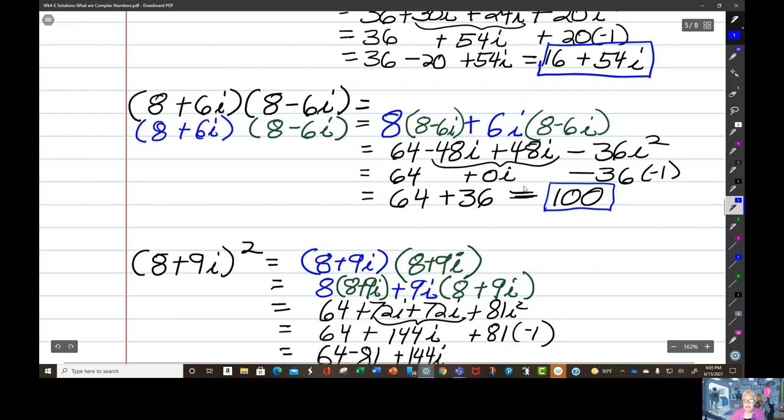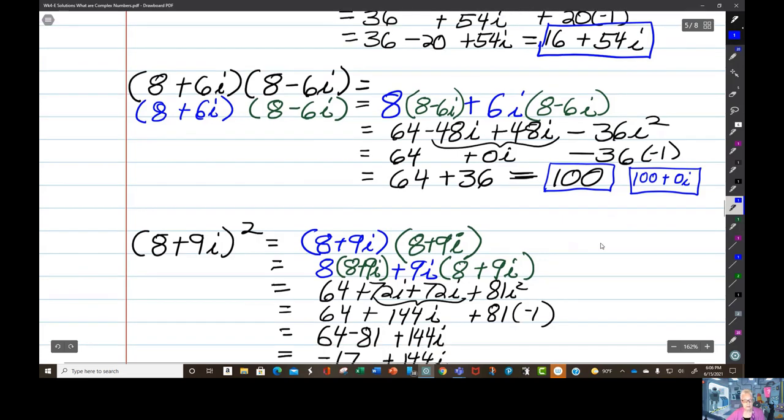Or, let's face it, if you were asked to write this in complex form, you could always do this. That's how a real number is made into a complex number.